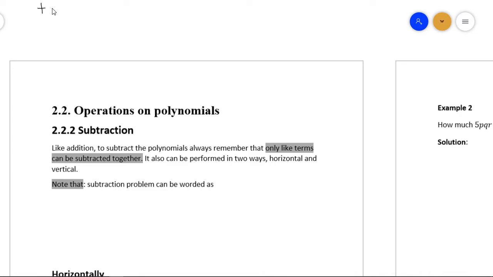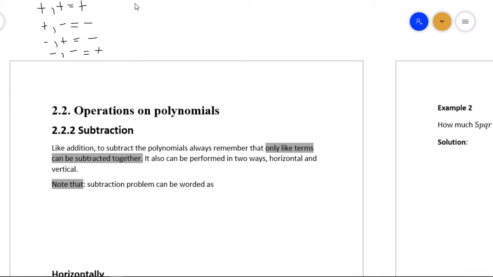If we have to add a positive term to a positive term, we will add them. If we have a positive term and the other one is a negative term, then we will subtract them. If the first term is negative and the second is positive, we will again subtract them. And if both are negative terms, then we will add them. Or simply, if both terms have the same sign or the same nature, we will add them, and if both terms are of different nature, we will subtract them.